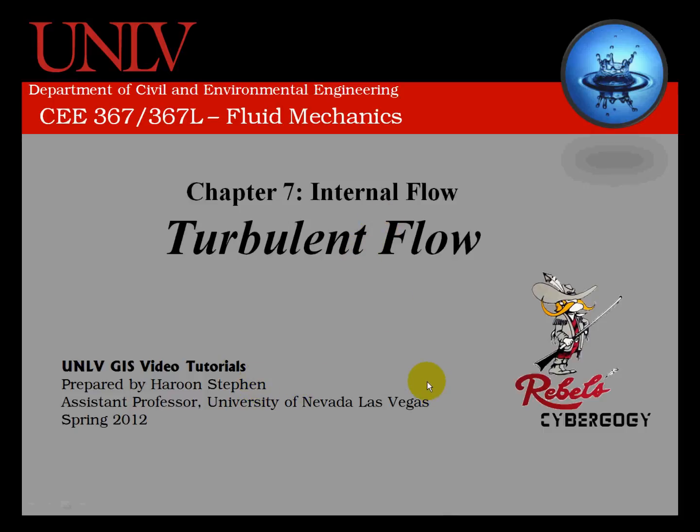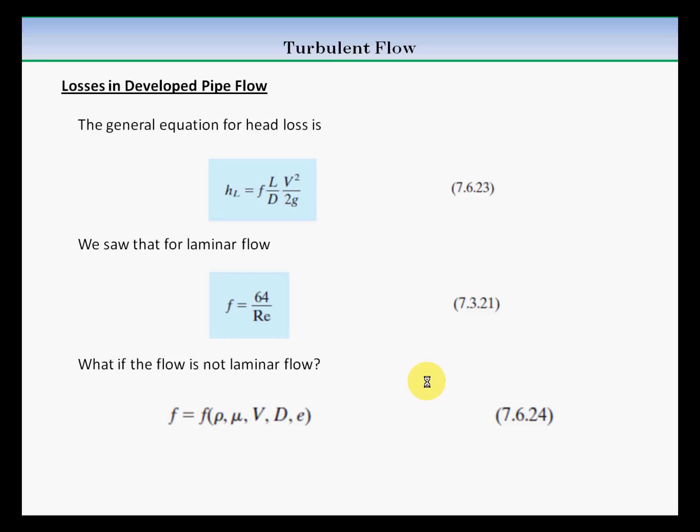In this video, we'll talk about turbulent flow, and the equations that we use in this are based upon the same stuff you learned in the laminar flow lecture. The head loss equation is the generic equation, which depends upon the friction factor, the length over diameter ratio, and the velocity head, which is v squared over 2g. And this is the equation that you would use whether it's laminar flow or turbulent flow.